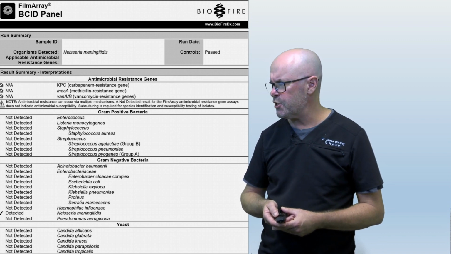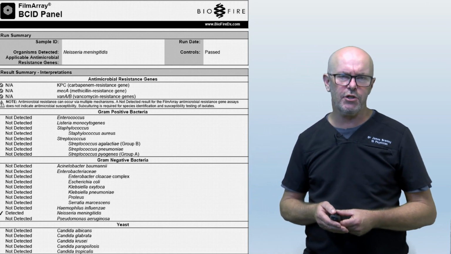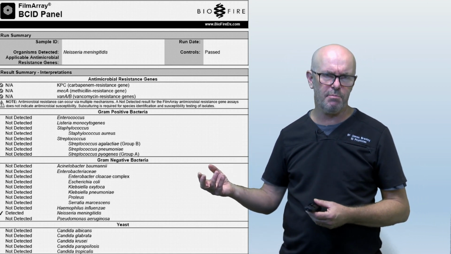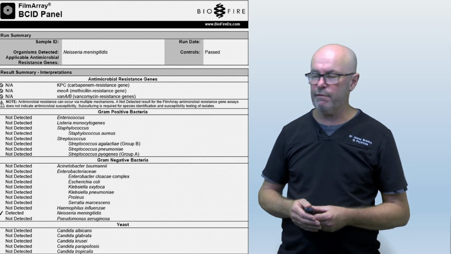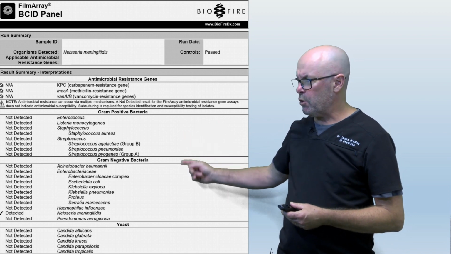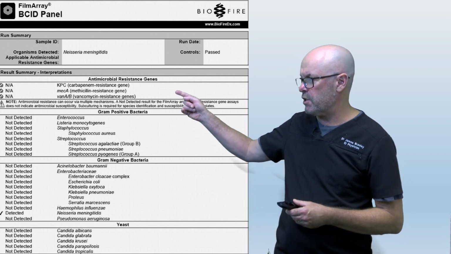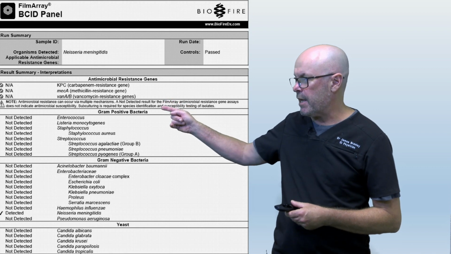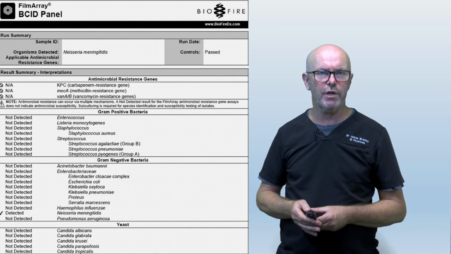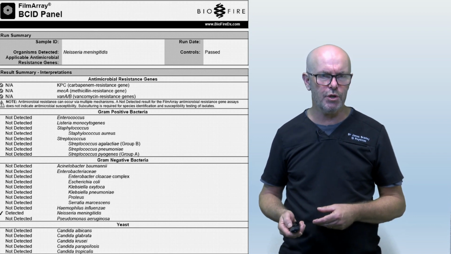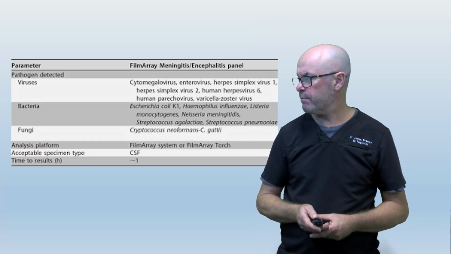In addition to that, there are similar panels that are used for blood culture identification. So when a blood culture flags positive in the laboratory, a blood culture panel can be used to identify multiple organisms, but also resistance factors. The resistance factors are up the top there, so KPC, MEC-A, VAN-A, VAN-B, all resistance genes for organisms that enable us to make good clinical decisions about what antibiotics are necessary.